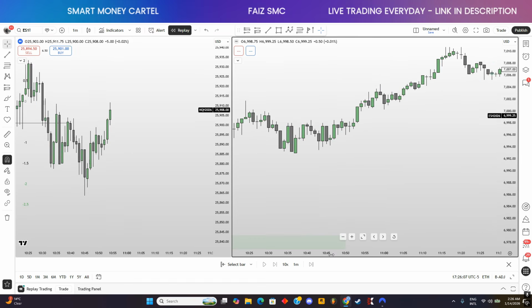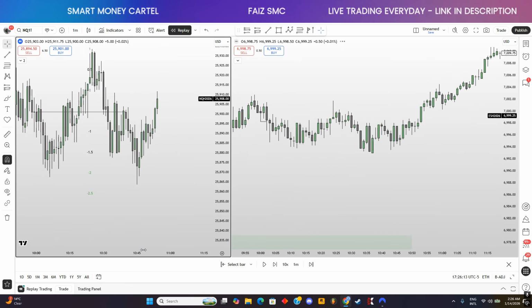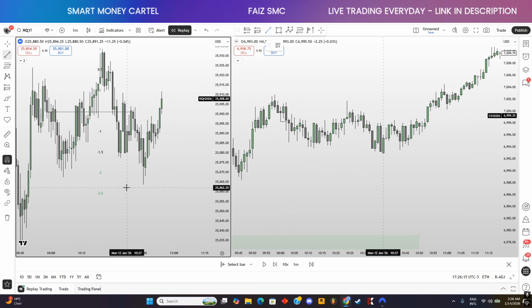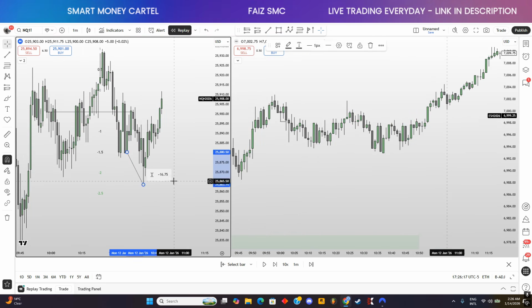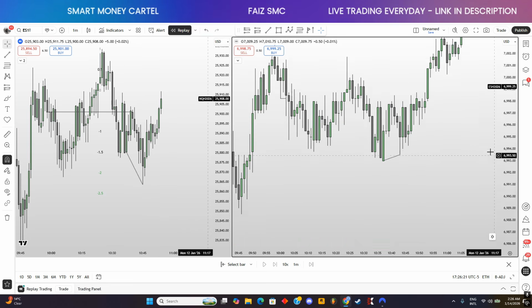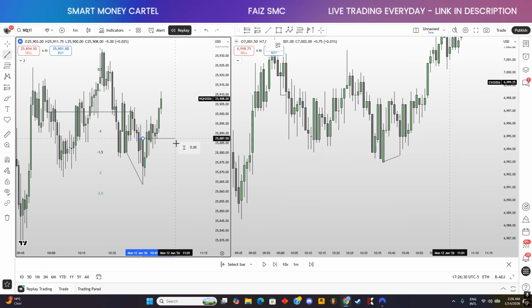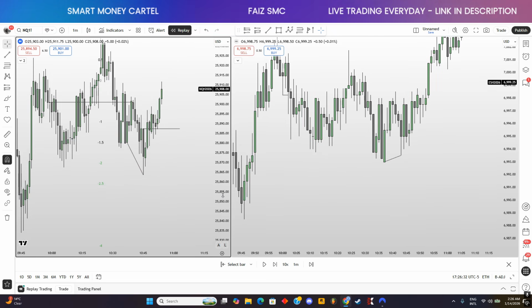And let's see if we had SMT divergence. So if I go here, you can clearly see that we have SMT divergence. So let me show you. Right here, you can see price took out this low on NQ, but on ES, we failed to take out that low. So we couldn't take out that low on ES, but we took out that low on NQ. Now we had the change in the state of delivery right here.